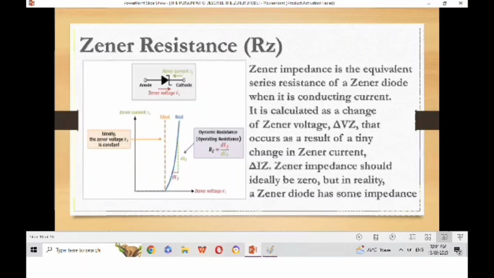So the last is Zener resistance. Zener impedance is the equivalent series resistance of a Zener diode when it is conducting current. It is calculated as the change in Zener voltage that occurs as a result of a tiny change in Zener current. Zener impedance should ideally be zero, but in reality, a Zener diode has some impedance.